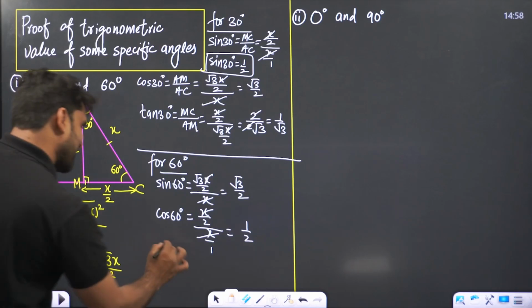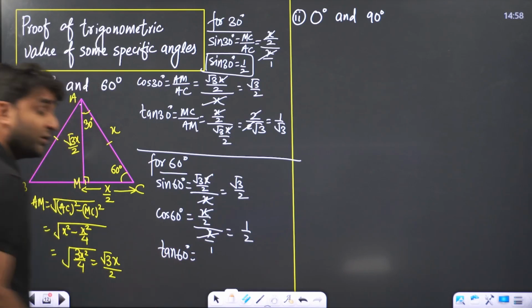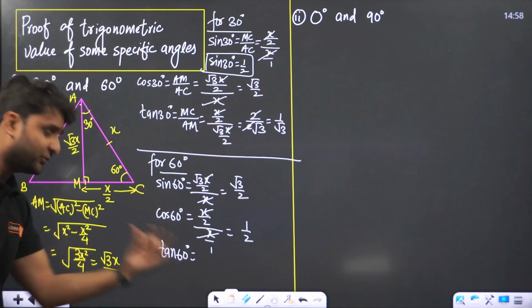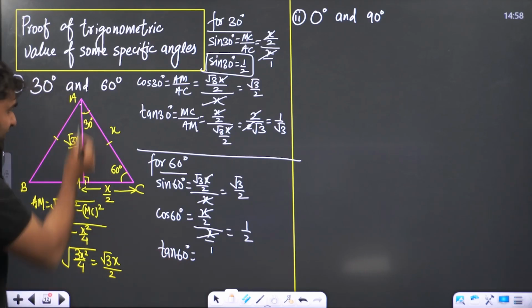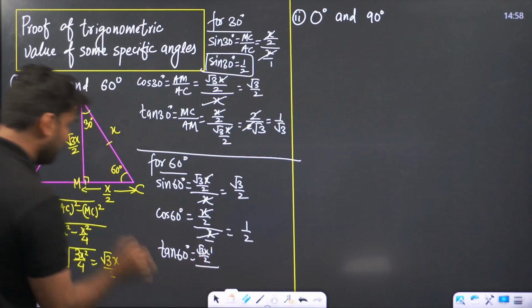Wow, this is magic. Now tan 60. Tan is what? Perpendicular by base, but for angle 60 degree. So for angle 60 degree, perpendicular will be root 3x by 2 and base will be x by 2.